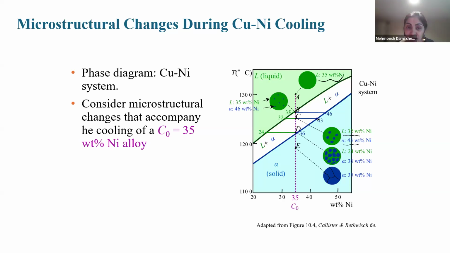Again, draw a horizontal line or tie line, intersecting the liquid region at 25 and the solid region at 36. So 36% of the nickel here is in alpha and 24% in nickel we have in liquid, but the overall for all of them is 35%, yeah?